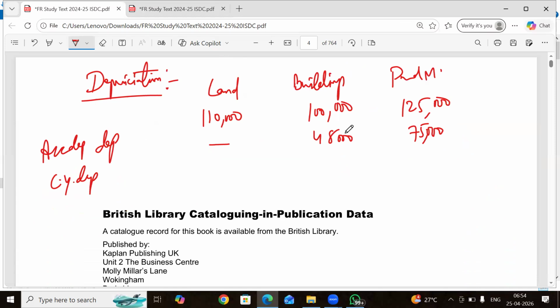See, in case of diminishing balance, you will remove all the accumulated depreciation till date, and on the balance amount you will be calculating the depreciation. You'll be applying the rate of depreciation. But here on straight line you directly apply on the asset's original cost, not on the written down value or the value after deducting the accumulated depreciation amount. Okay, should be very clear.